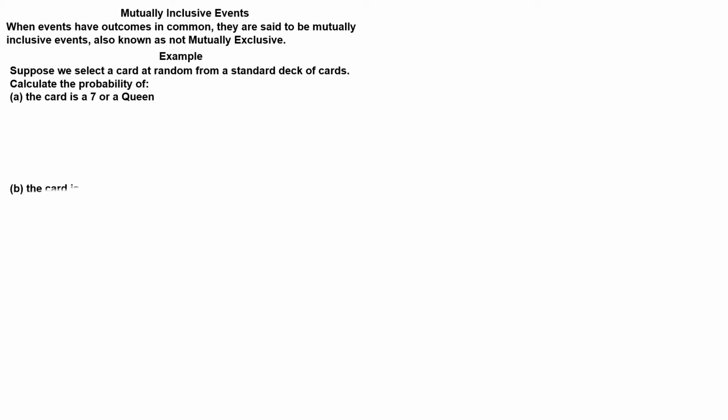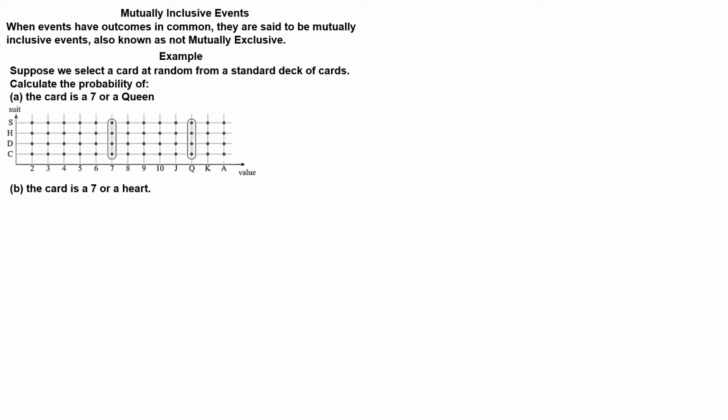Suppose we select a card at random from a standard deck of cards. Calculate the probability that the card is a 7 or a queen, and that the card is a 7 or a heart. Look at the diagram. You should see that 7 and queen are mutually exclusive events. The probability of getting a 7 or a queen is the probability of 7 plus the probability of a queen.